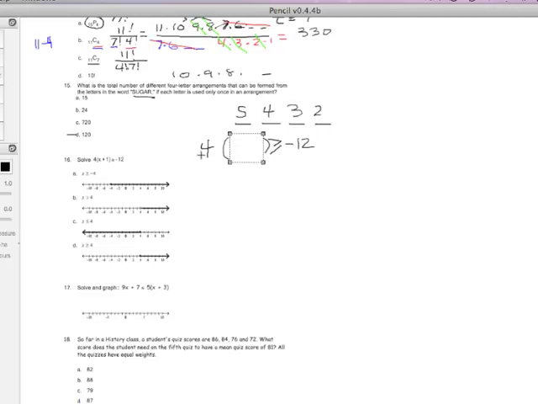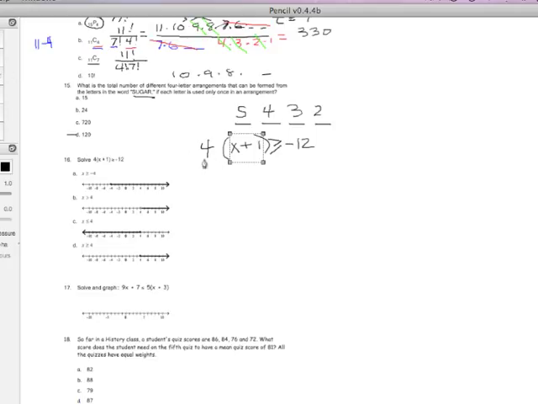So 4 times some number is greater than or equal to negative 12. This number here has got to be greater than or equal to minus 3. I mean, that's the mental math. So don't distribute.